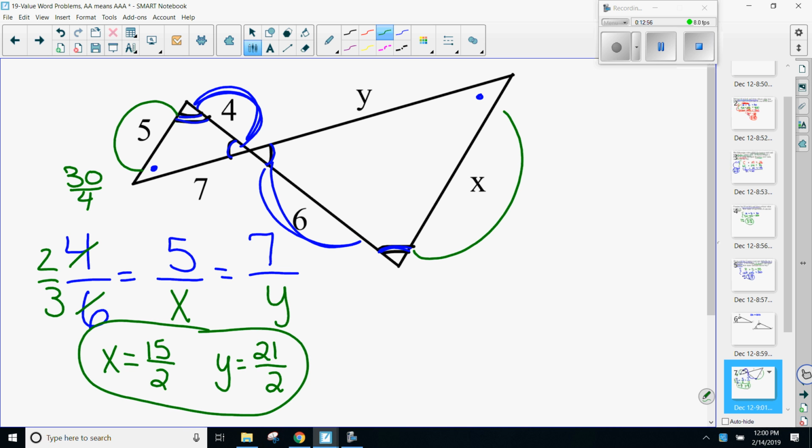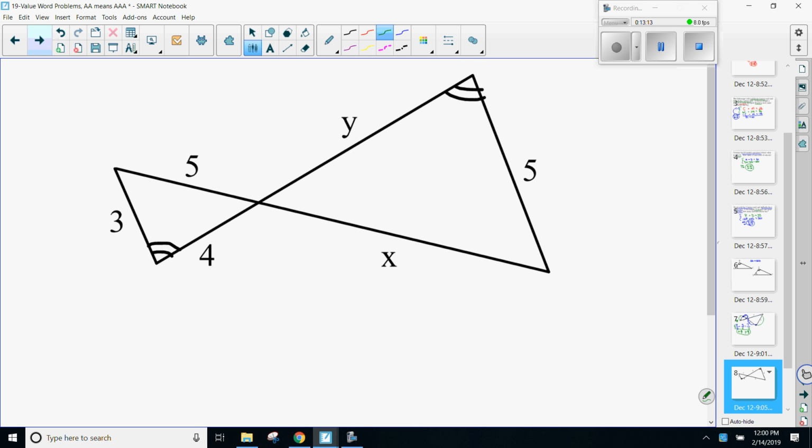So new material, not so much. It's just that your triangles aren't oriented in the same position now. Really look for those tick marks to get corresponding sides in the same position. Question? All right, let's look at another one. Do you want to try this one on your own?